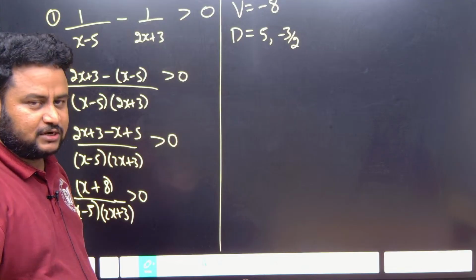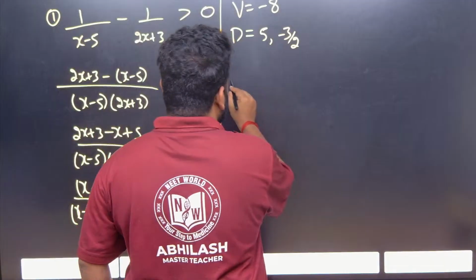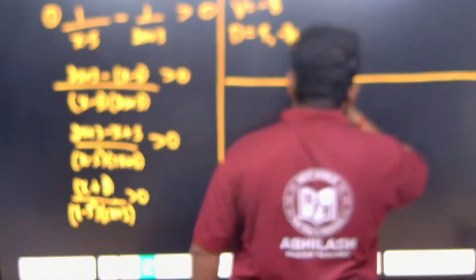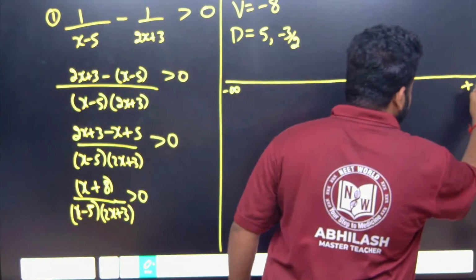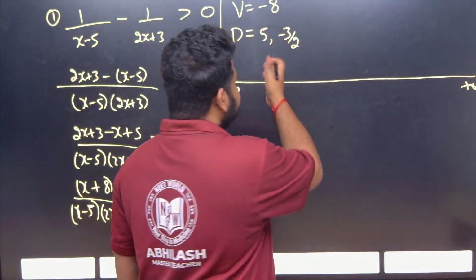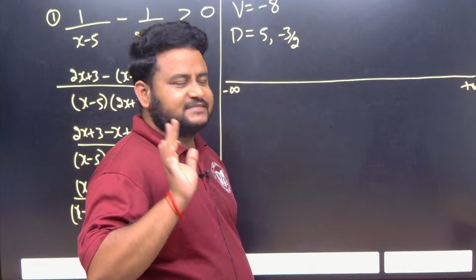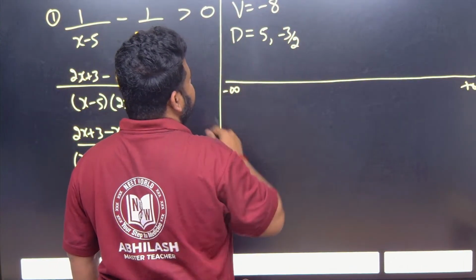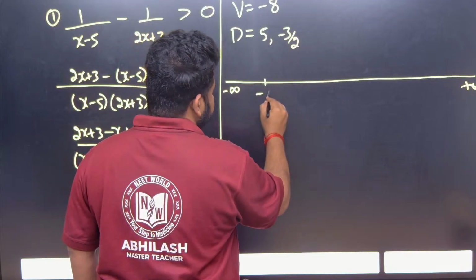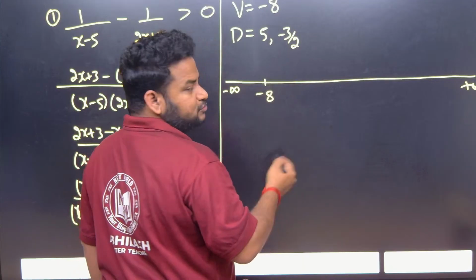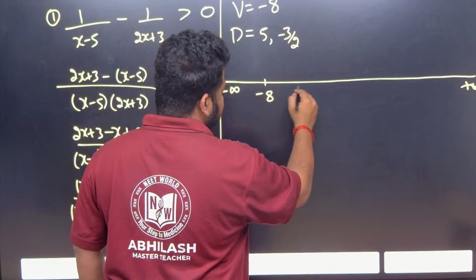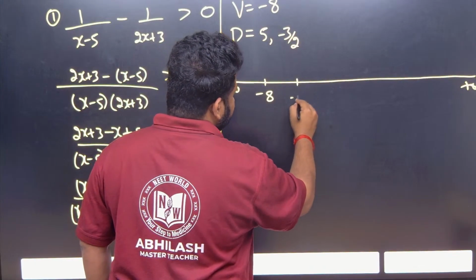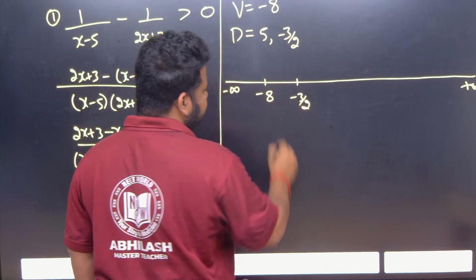Next step is to use the real line, that is the number line, running from minus infinity to plus infinity. Write down the numbers you have got in ascending order. Minus 8 is the smallest value, so I write minus 8 first. Minus 3 by 2 means minus 1.5, which is bigger than minus 8, so it comes next.